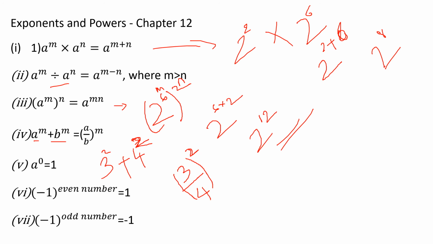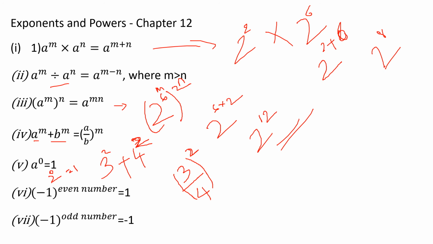Is it clear, children? A power 0 is equal to 1. That means if I am writing 2 power 0, so if you see any number with the power 0, then the answer will be equal to 1.